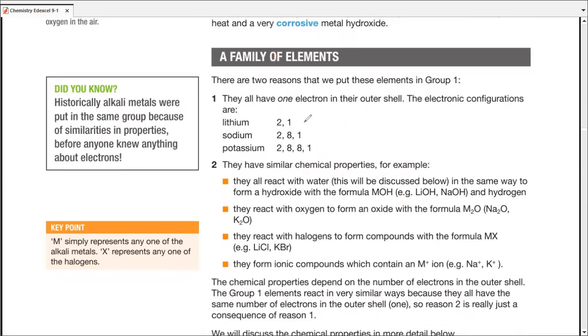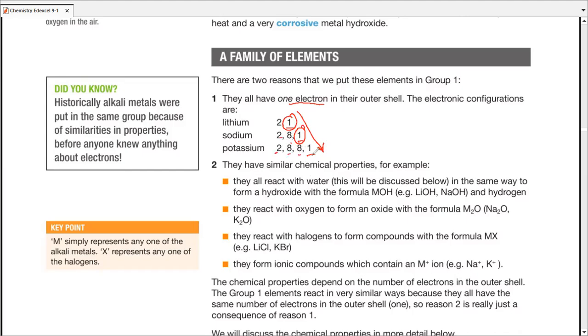Number one, if you look at their electronic configuration, you might notice one thing similar. All of them have one electron in their outermost shell. So the last number is one every single time, no matter what the previous numbers are. So 2-1, lithium. Lithium has two shells and one electron in the outermost shell.